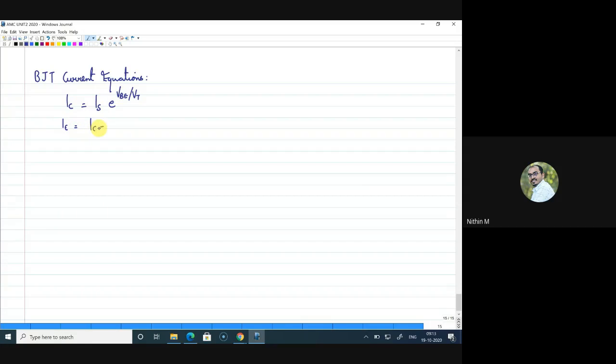The emitter current can be written as the sum of collector current and base current, and collector current is beta times IB, and emitter current is beta plus 1 times IB. These two relations also we have seen. So with that, I can write base current as collector current by beta. Since collector current is this, base current is Is by beta times e to the power of VBE by Vt, and IE can be written as IB plus IC.